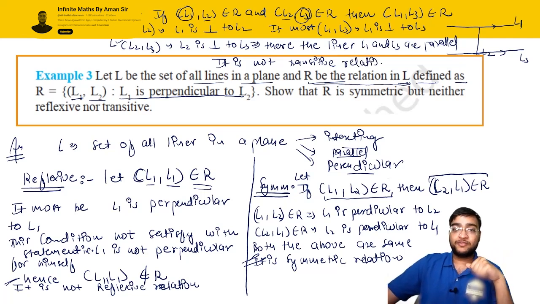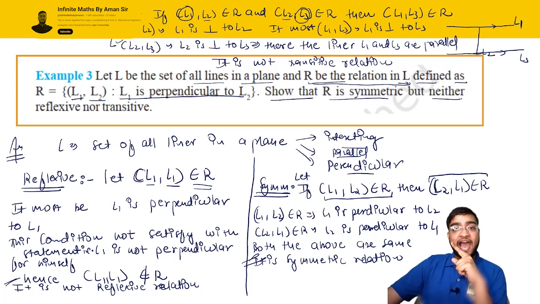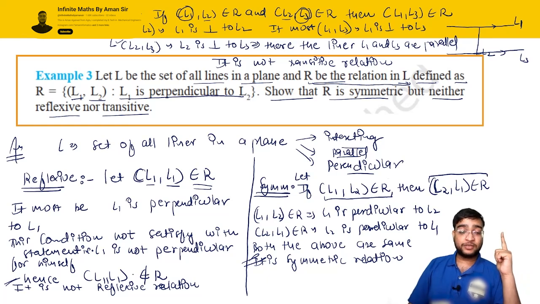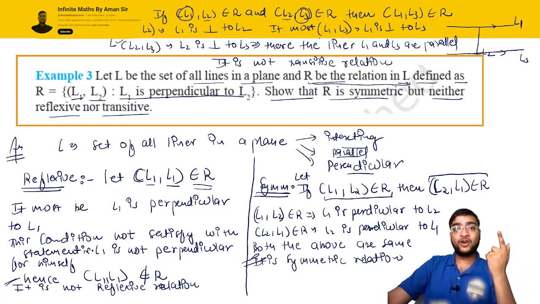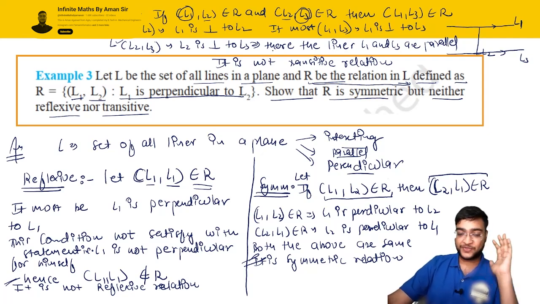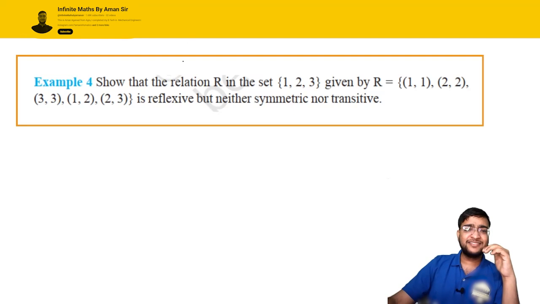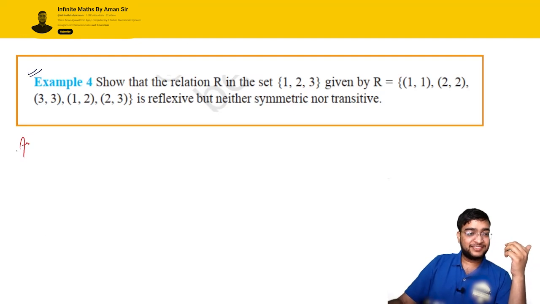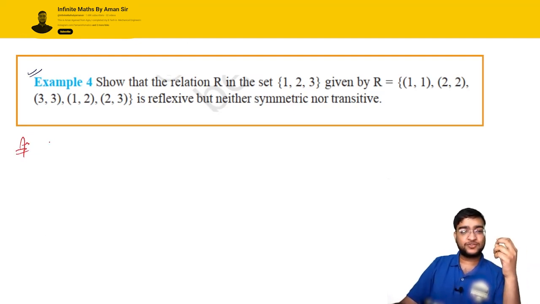So what we can do is show that R is symmetric, but neither reflexive nor transitive. That is our answer also. The relation here is not reflexive, but symmetric, but not transitive. So that's all about this example. Let's take one more, an easy example. Try to solve this in just a few minutes.